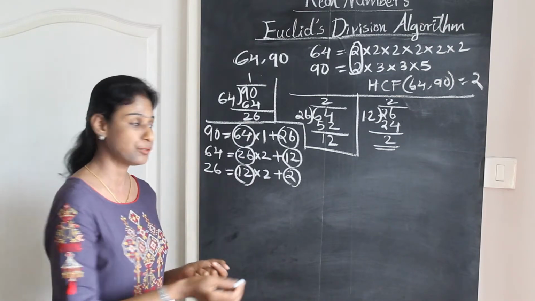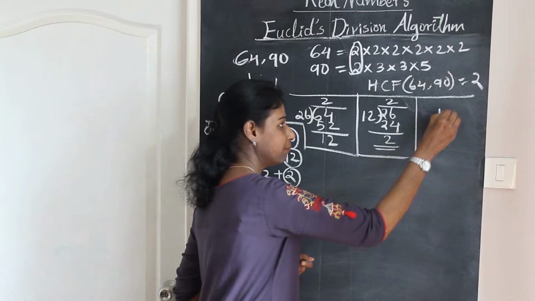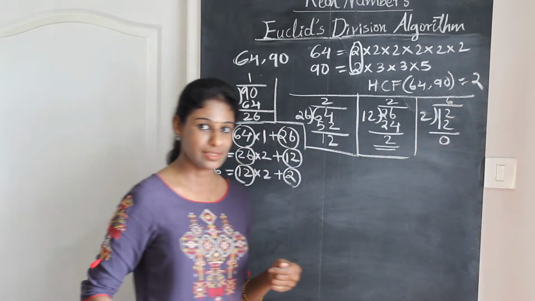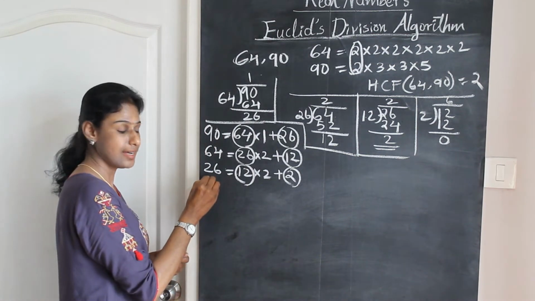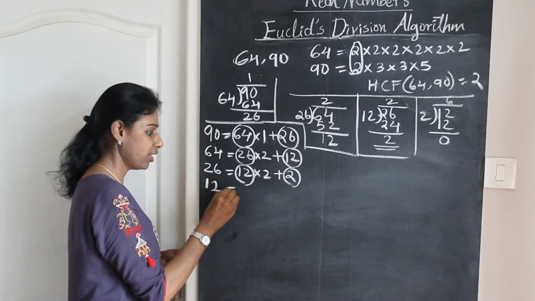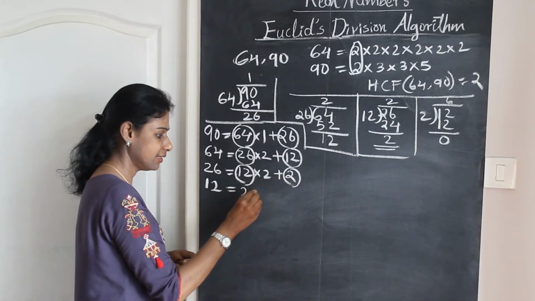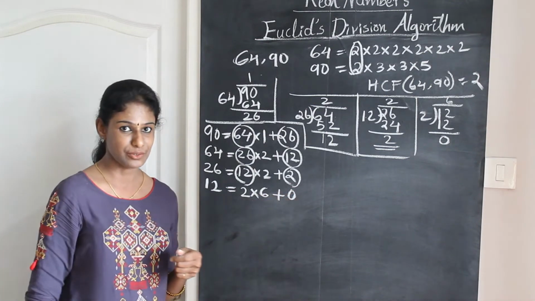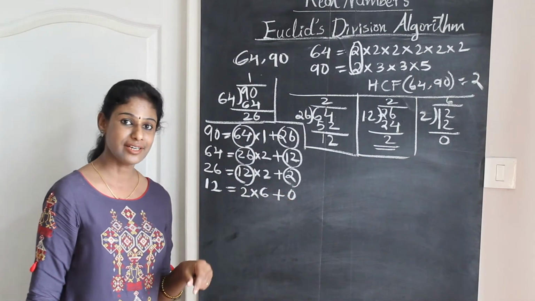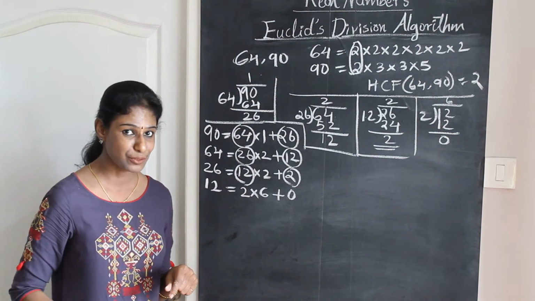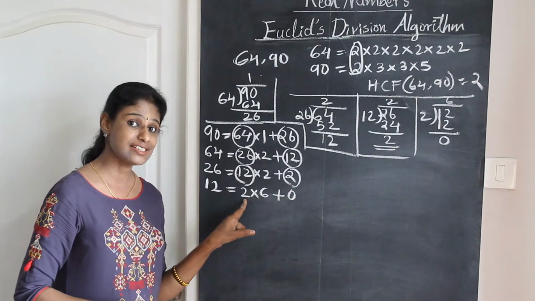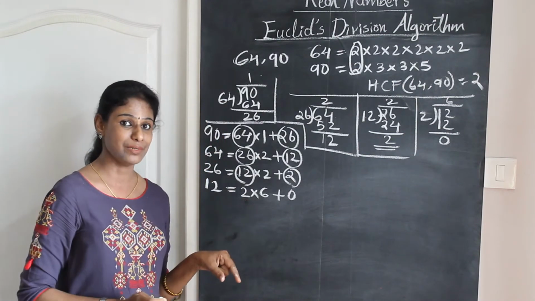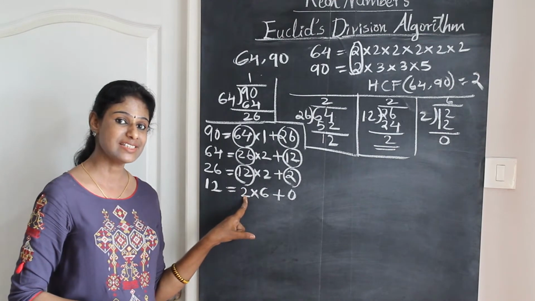So 12 divided by 2, we know that 2 6s are 12 and the remainder is 0. And write this as 12 is equal to this divisor multiplied by the quotient, here 6, plus the remainder 0. So now we got the remainder as 0. There we can stop the procedure, and the divisor used in that step will be the HCF of the given numbers. So we got the HCF of the numbers as 2.